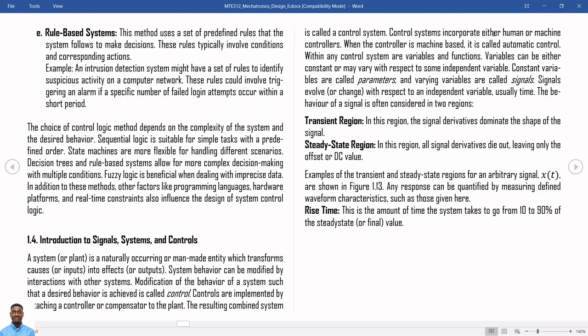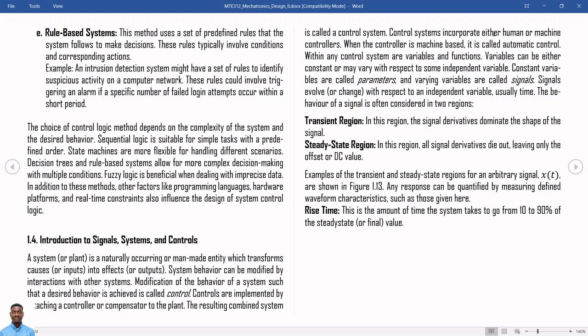A system converts an input into an output. To modify the behavior of a system, you need to do control. For you to do a control on a system, you need to attach that system with a controller or a compensator.